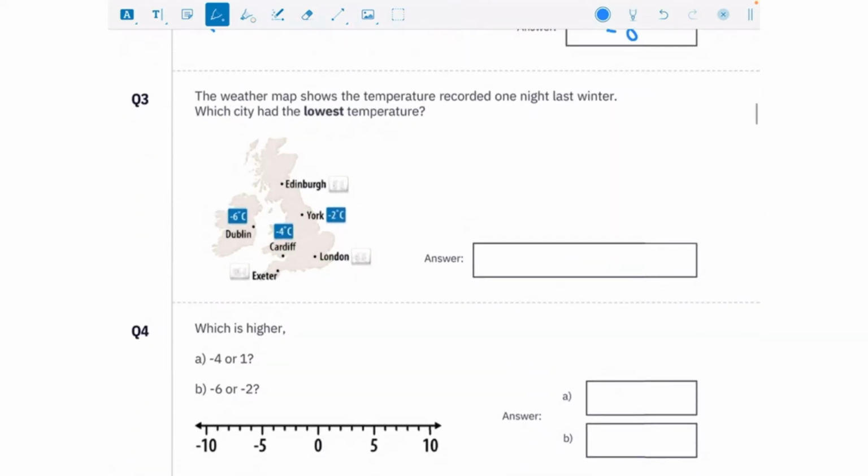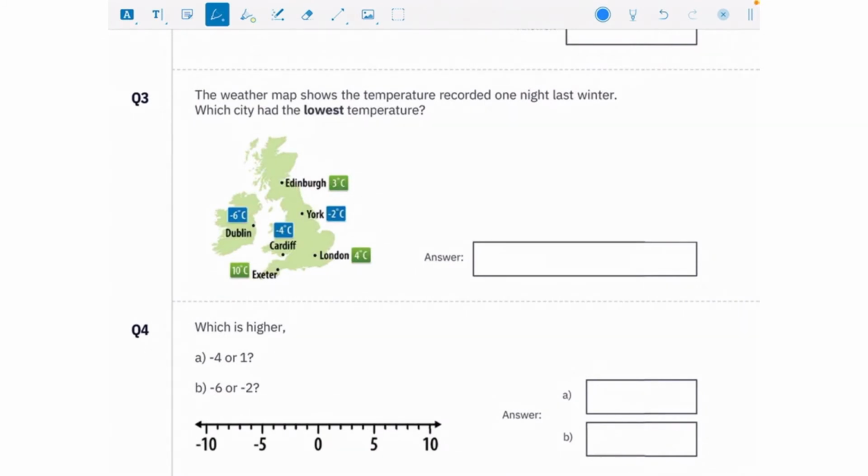Question number 3. The weather map shows the temperature recorded one night last winter. Which city had the lowest temperature? So we've got lots of different cities here. Let's plot them on a number line so we can see which one is the lowest. Edinburgh is 3 degrees, so that's in our positive numbers, that's there. York is -2. Cardiff is -4, that's down here. London is 4 up here. Exeter is 10 and Dublin is -6.